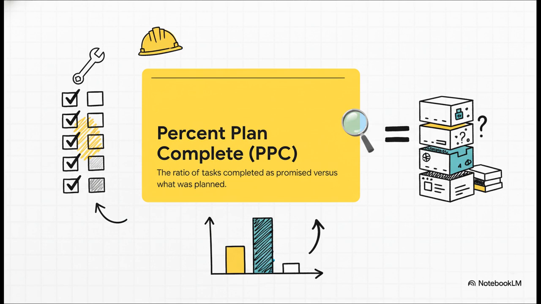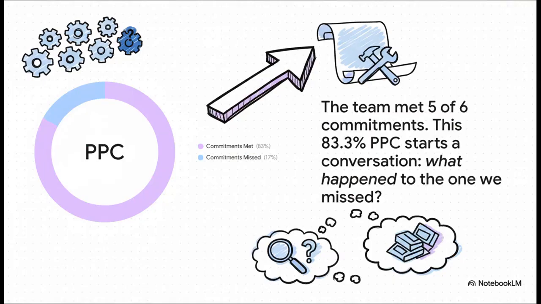And it's not about playing the blame game. It's about building a culture where people can make and keep dependable commitments. And here's what that looks like in the real world. This team made 6 commitments at the start of the week. By the end, they had met 5 of them. That gives them an 83% PPC.